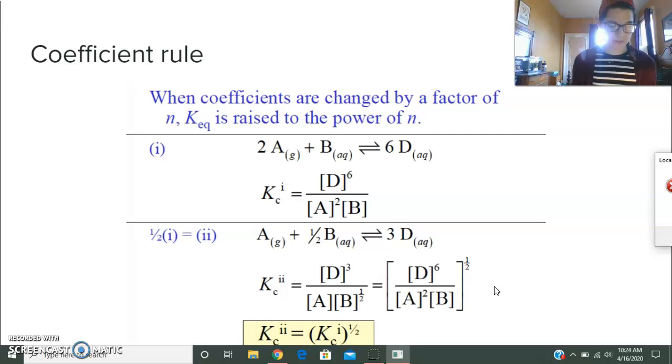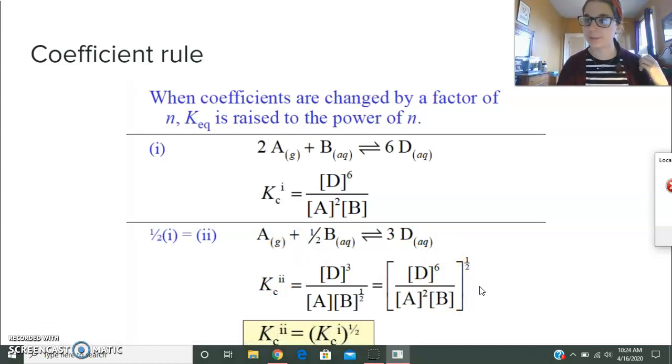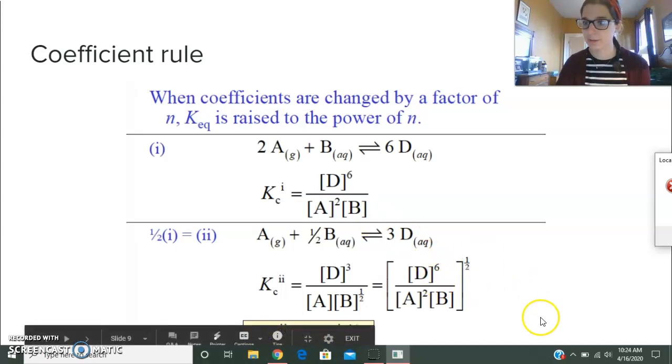So if you start with one balanced chemical equation, you have to do all the math using that same balanced chemical equation. If one person works out the problem using this Kc expression and another person uses this Kc expression, they're both going to get the same values for final concentrations at equilibrium, even though they're different expressions.